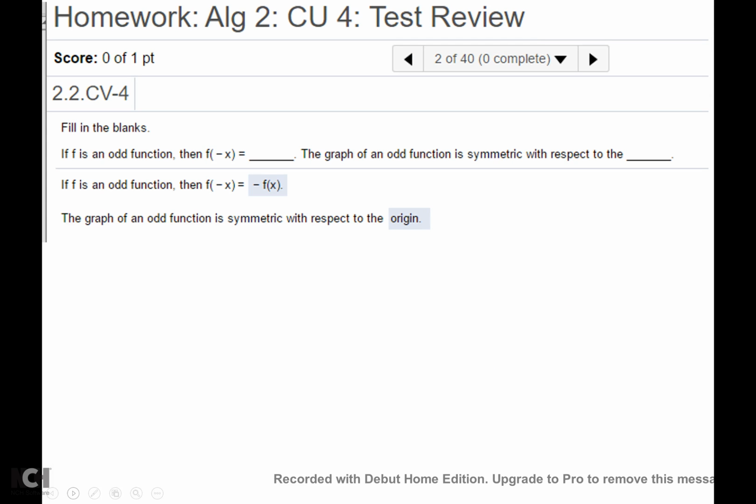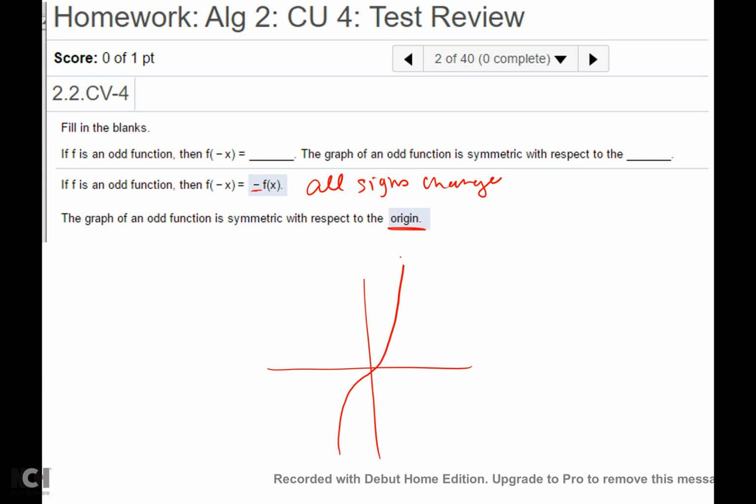All right, if f is an odd function, then f of negative x equals negative on the outside, which means all signs change. And if it's an odd function, we say it's symmetric with respect to the origin, because if I took this half and reflected it down, it would look like this, and then if I reflected it over, it would look like the other half. Okay, so we say it's symmetric with respect to the origin.